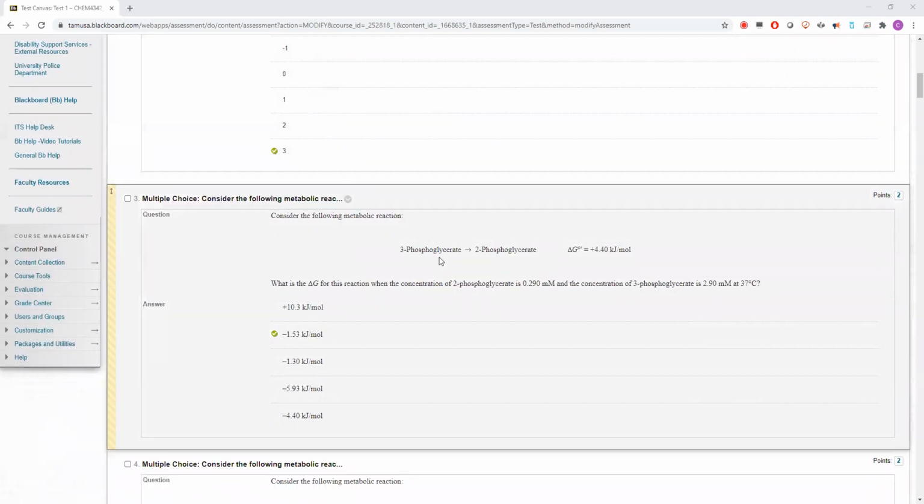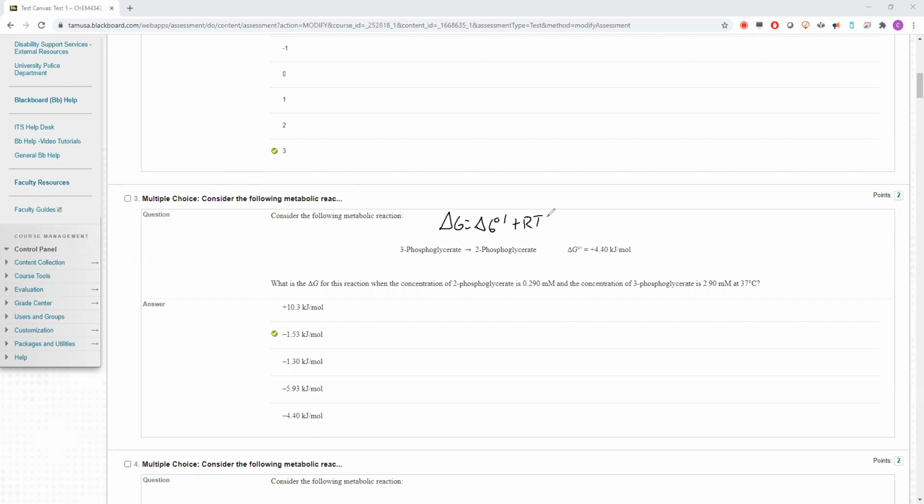Consider the following metabolic reaction. What is delta G? So given a delta G naught prime, a temperature and concentrations, delta G equals delta G naught prime plus RT ln KEQ, or in this case, it would be Q. KEQ is for equilibrium. Q is for solving delta G.